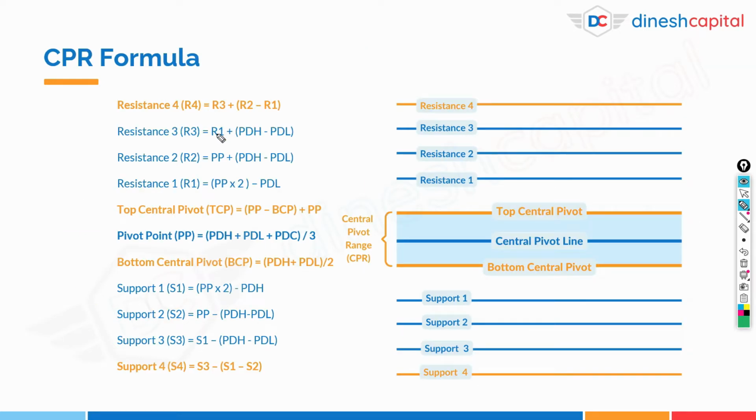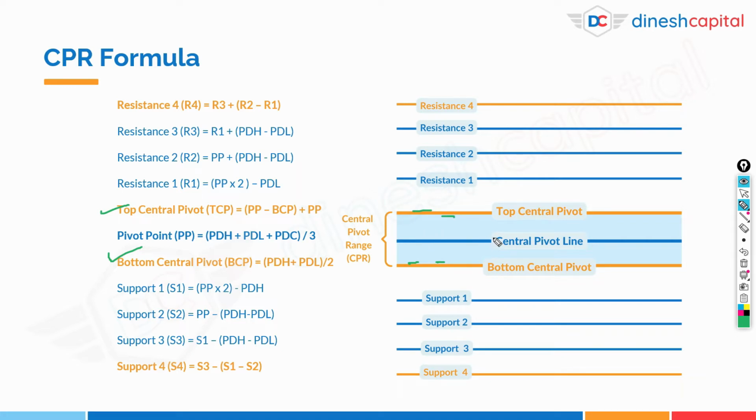So this is the actual CPR formula. Top and bottom central pivot are calculated using these formulas. First you calculate the bottom central pivot using the previous day high and low, and based on that you calculate the top central pivot. Sometimes the top central pivot will be at the bottom and the bottom will be at the top. So don't confuse yourself.